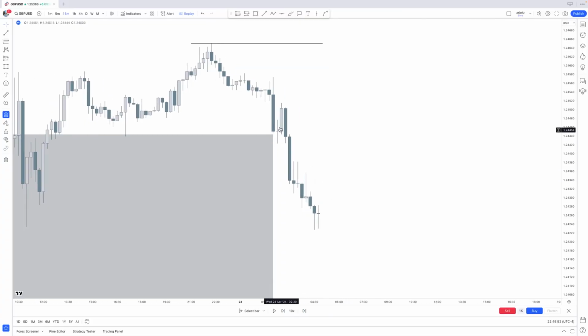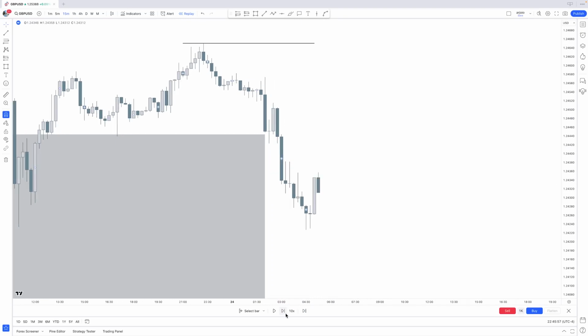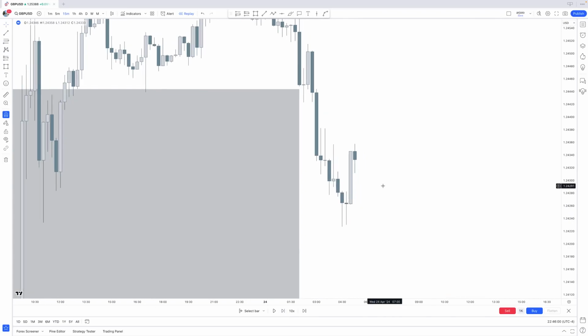So right here, we have the fair value gaps going down. That's not a problem anymore. We now need a fair value gap going up. Right there, we create a fair value gap going up.